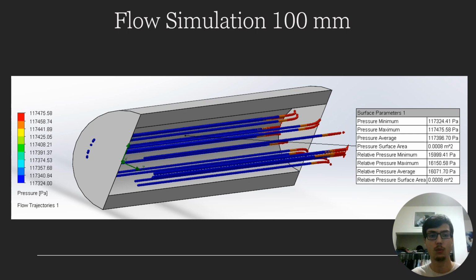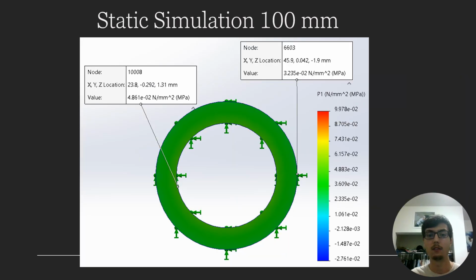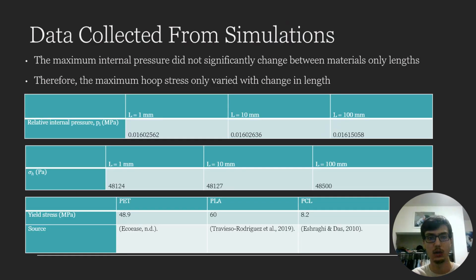Now we do get to third, the 100 millimeter length, same flow simulation, same pressure table. However, the relative pressure maximum is much larger than in the previous two versions, and that pressure increase was put into the simulation for the 100 millimeter length, which is why the stress felt on the inside and the outside both increased, but it's the larger stress that we are concerned about. We want to make sure the maximum stress is below the yield stress for that material.